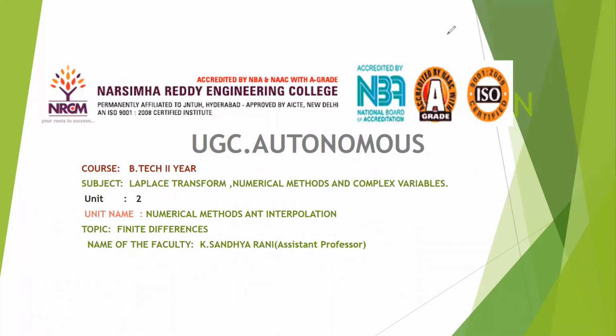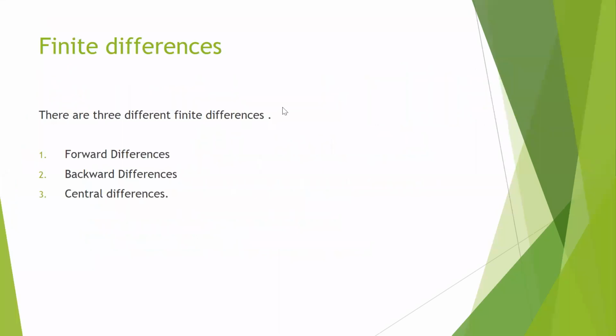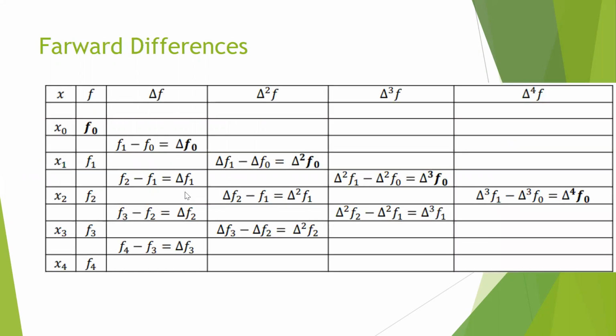In this video, I would like to discuss finite differences in interpolation. Let us see what these finite differences are. We have three different kinds of finite differences. The very first one is forward differences, the second is backward differences, and the third is central differences. First, let us understand forward differences by using a forward difference table.